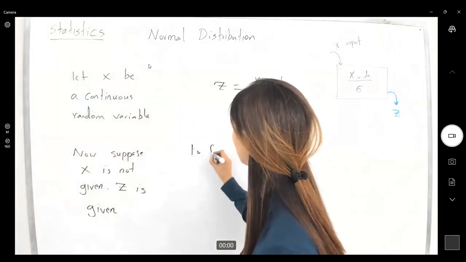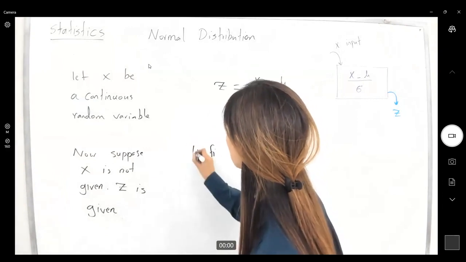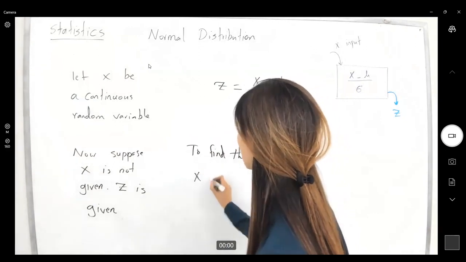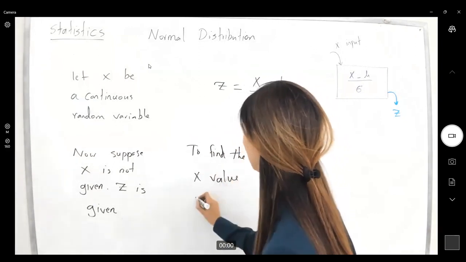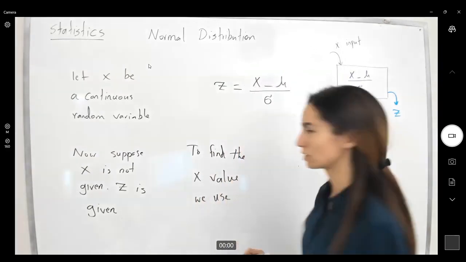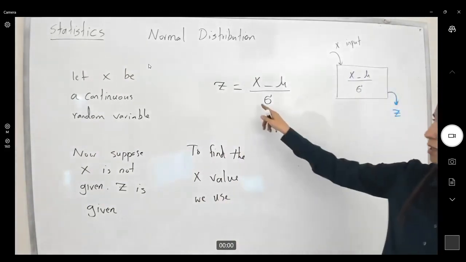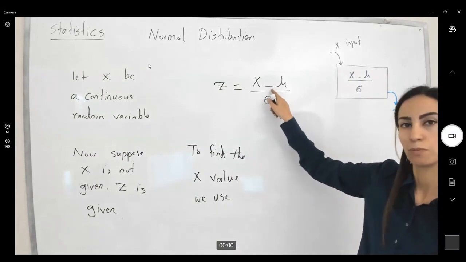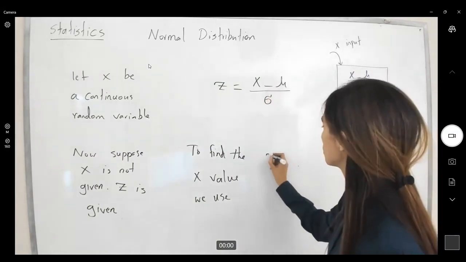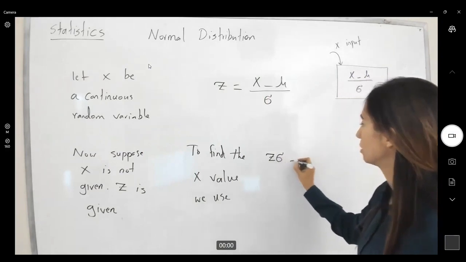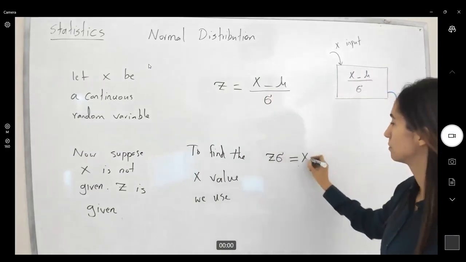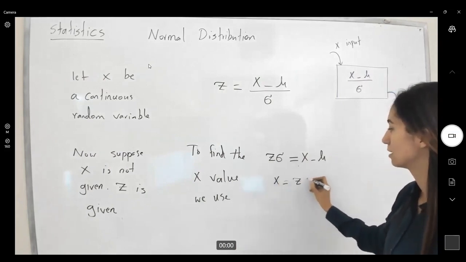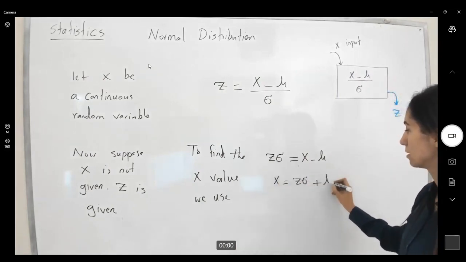To find your x value, we use just simple algebra. Multiply sigma and z and add mu to both sides. So z times sigma is equal to x minus mu. So x becomes z sigma plus mu.